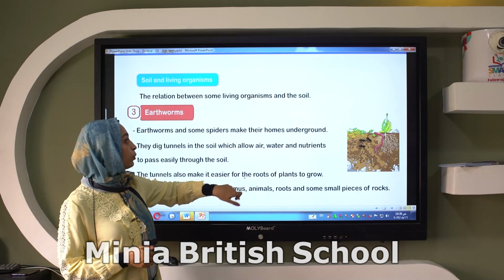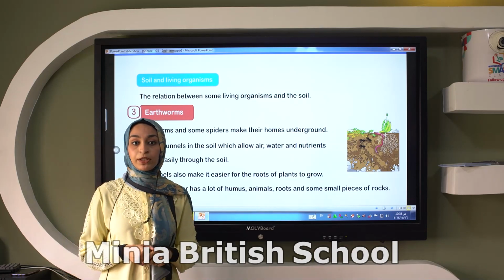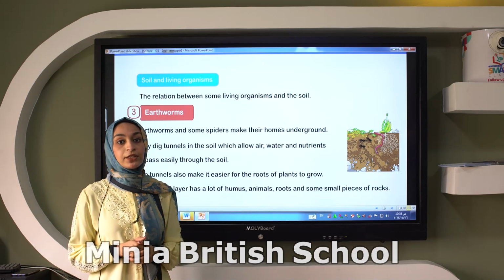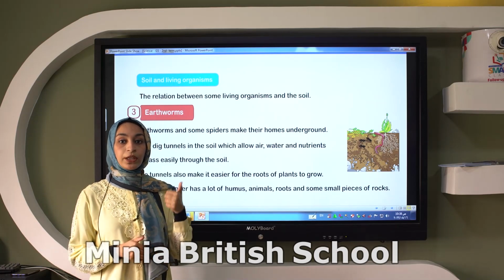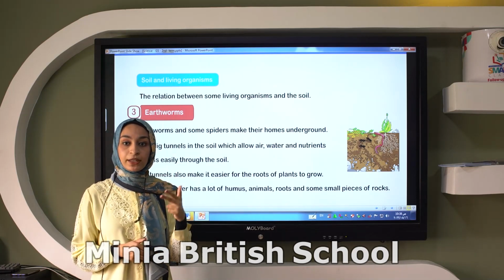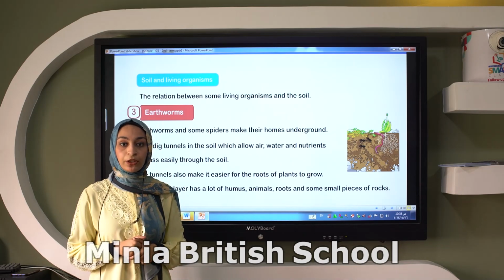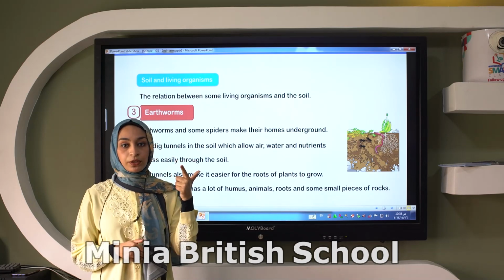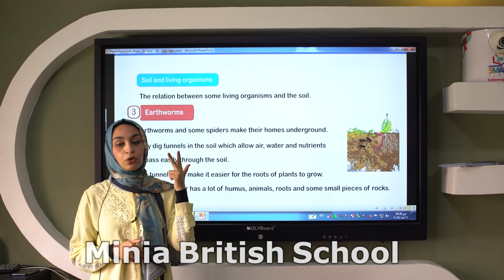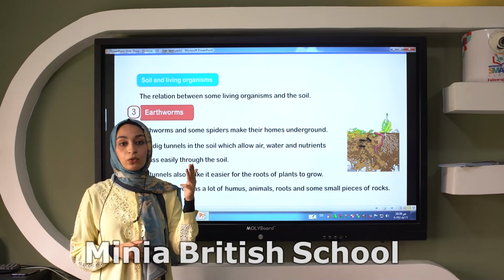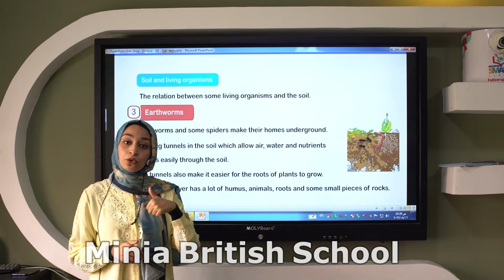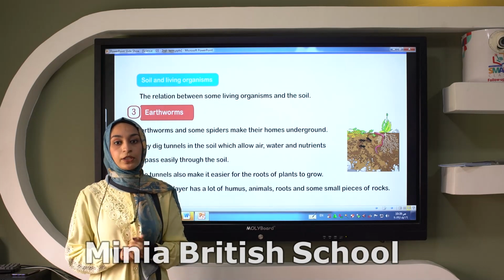What about the earthworm? Earthworms and spiders make their shelter under the ground as they dig tunnels to allow air, water, and some nutrients to pass easily through the soil. So in this lesson, we talked about what? The meaning of the soil, the components of the soil, its importance for all living organisms, and also its layers, and the importance of each component in the layer for the plant and for the soil.